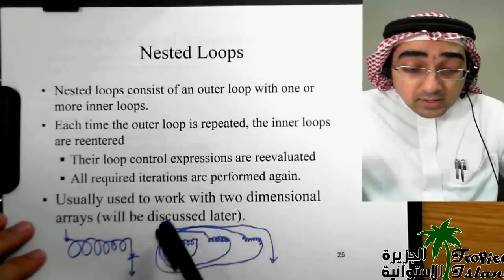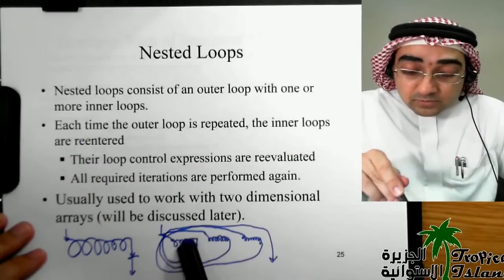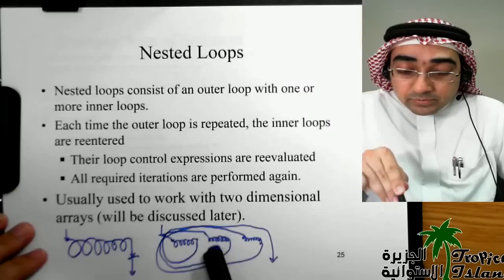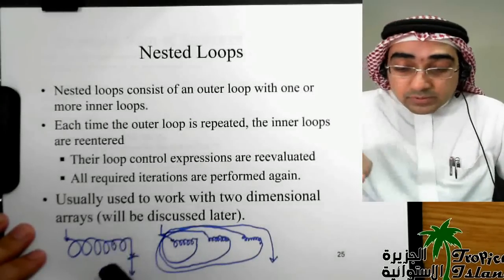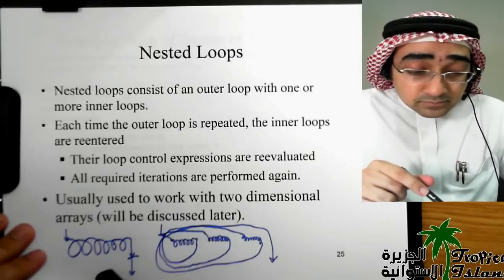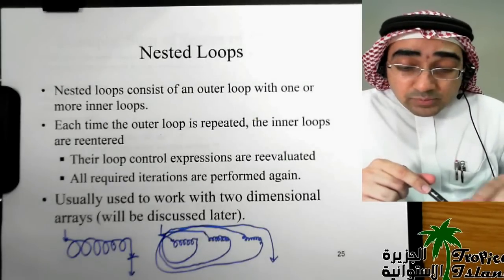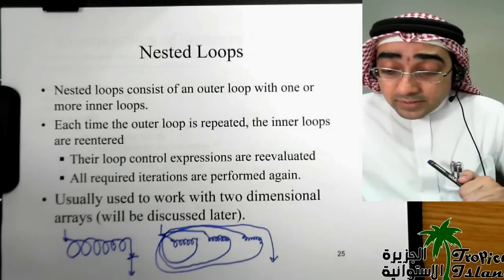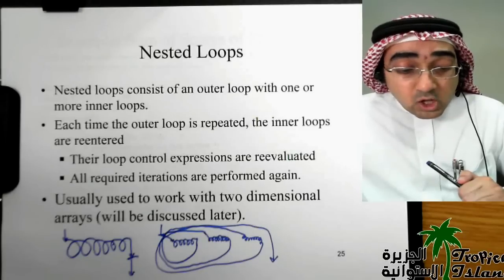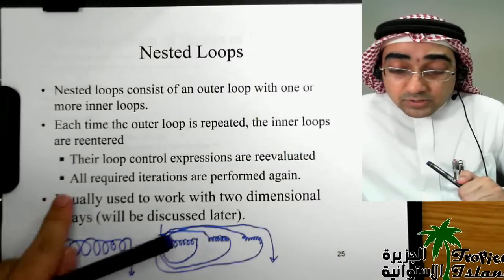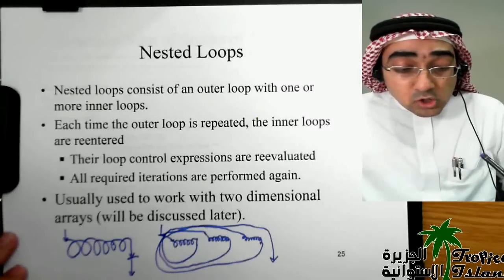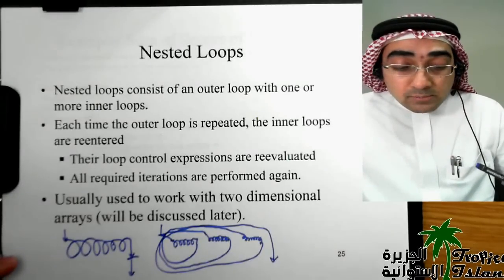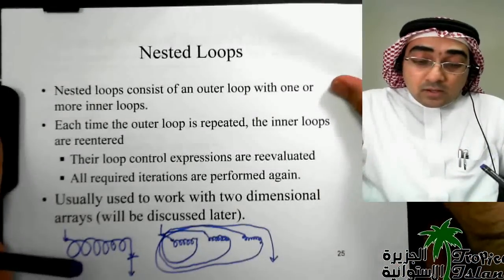Each time the outer loop gets into the loop, you have to do the inner loop. Next time you get in, you have to do the inner loop. Then next time you get in, you have to do the inner loop, and so on. Their loop controlled expressions are re-evaluated every time. All required iterations are performed again, so everything that you require in iterations is performed again. Usually we use it to work with two-dimensional arrays. We will discuss this later.